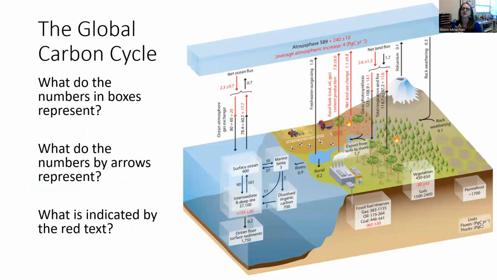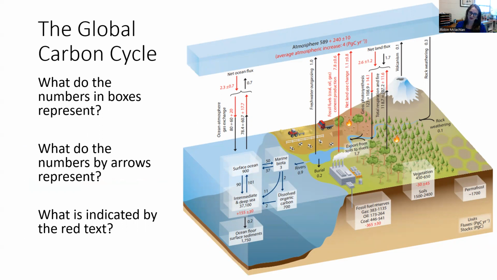So coming back to this, you'll notice that there's a lot going on, right? So let's break it down. What do the numbers in the boxes represent? Well, each of these boxes are the reservoirs. The vegetation, the ocean floor, the surface ocean, the marine biota, all of those are reservoirs. And the numbers represent how much carbon is currently in that reservoir.